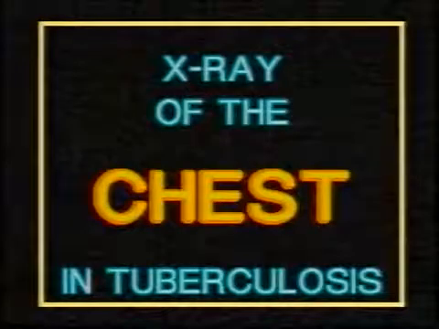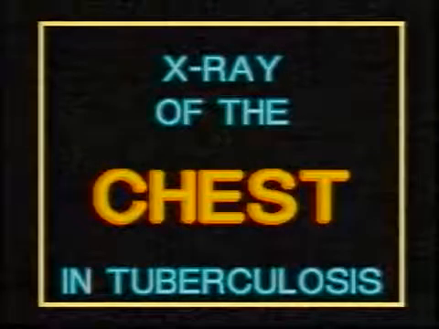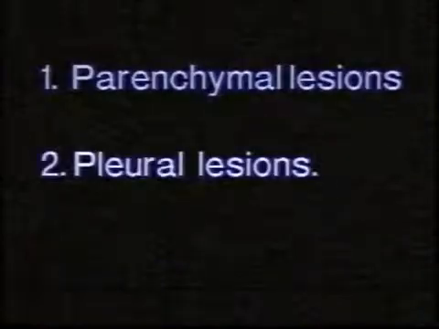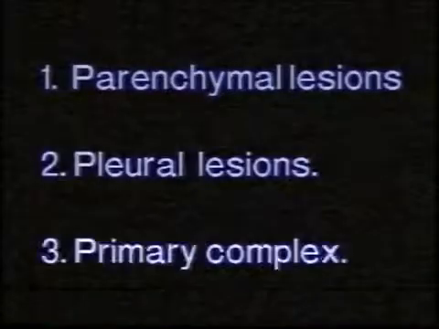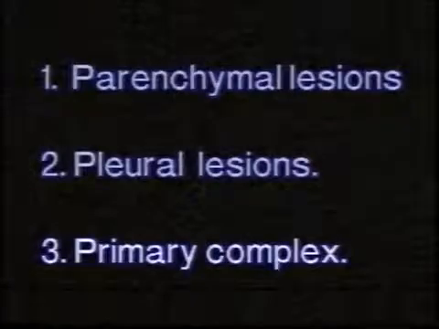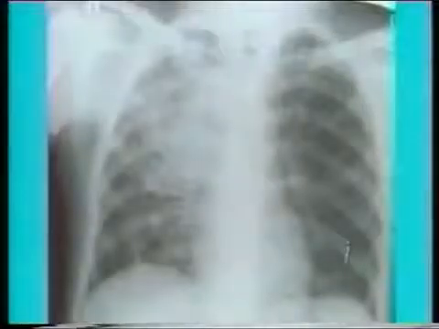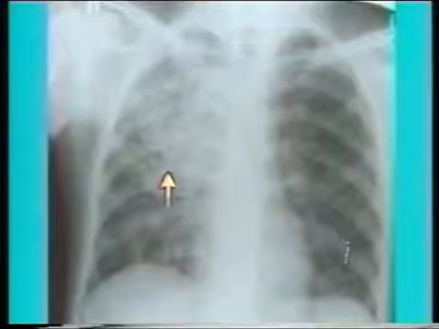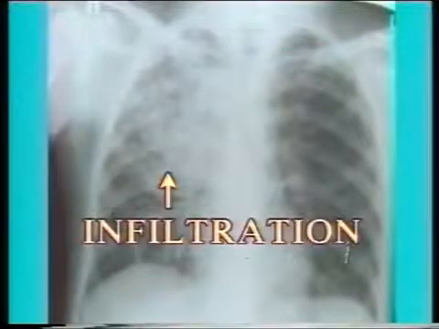We will study the X-ray lesions of tuberculosis under three headings: the parenchymal lesions, the pleural lesions and the primary complex. The characteristic lesion of early tuberculosis is infiltration. It is a soft, fluffy opacity like spread out cotton with tiny opacities merging into each other, interspersed with streak-like shadows.